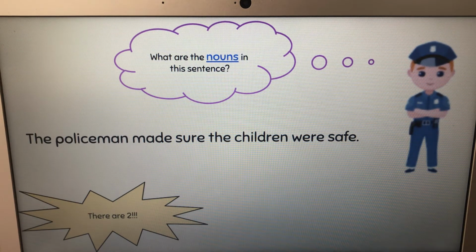The adverb was, of course, quickly. And if we remembered our tip, it was that adverbs usually end in an ly suffix.